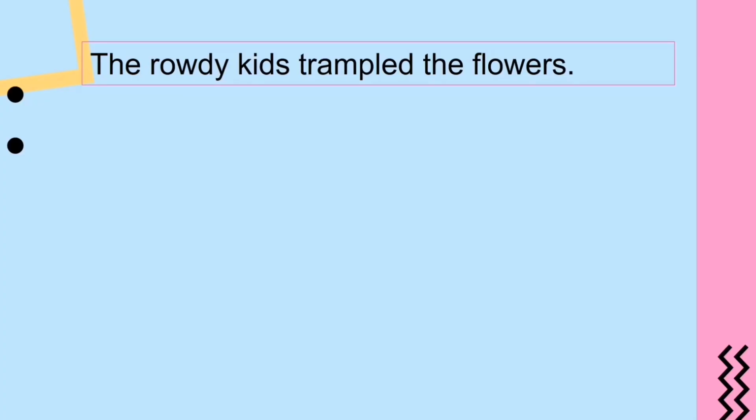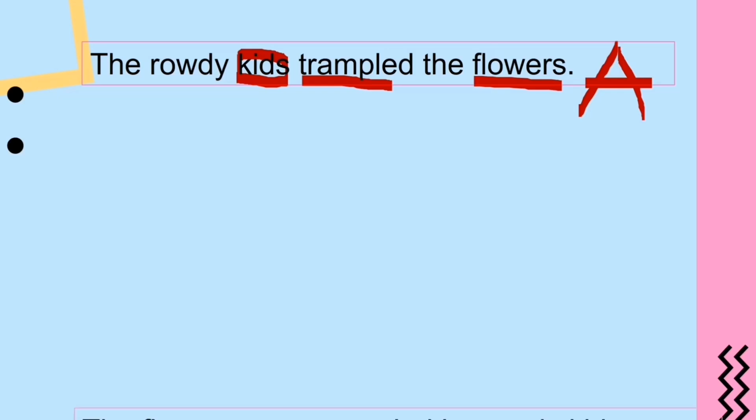I have here some examples of sentences. This time, I want you to identify the sentence, if it is passive or active. Example number 1. The sentence is stated like this. The rowdy kids trampled the flowers. Is it active or passive? Okay, very good. That is active. So we have here the subject, and this is our verb or the action, and this is our object. So how are you going to state it in a passive form? Okay. Flowers were trampled by rowdy kids.